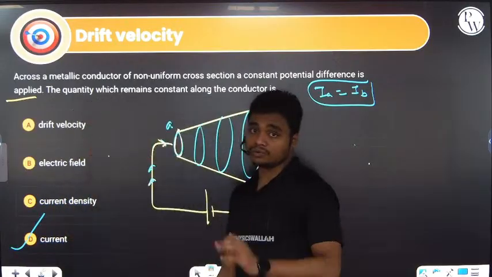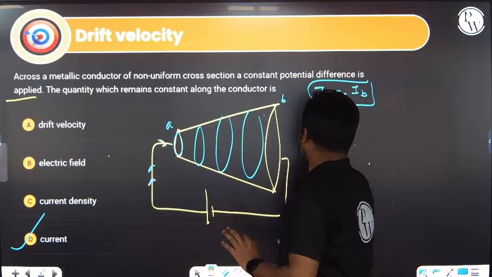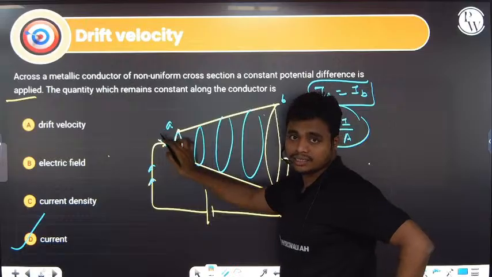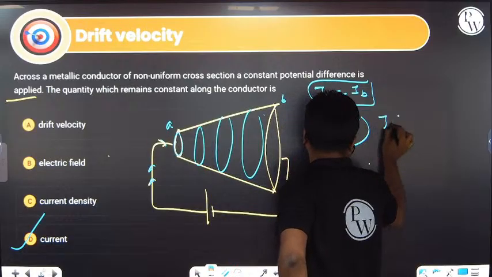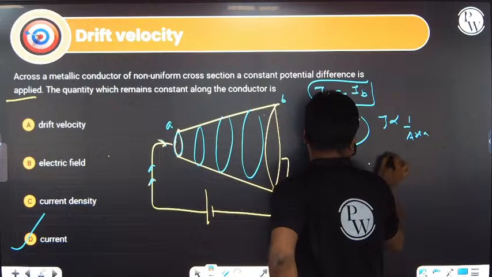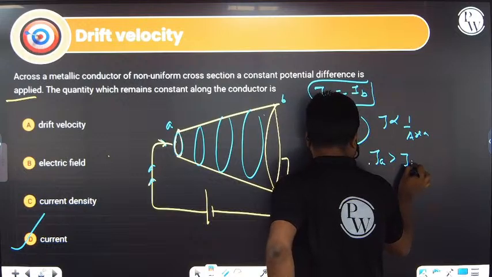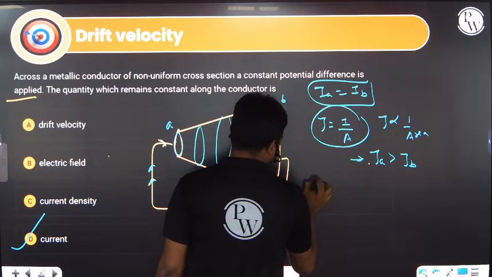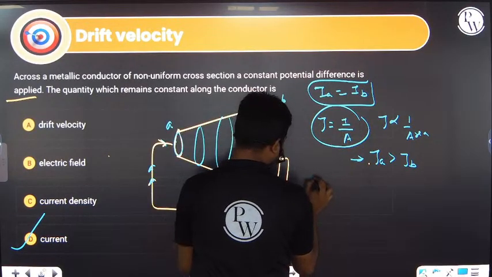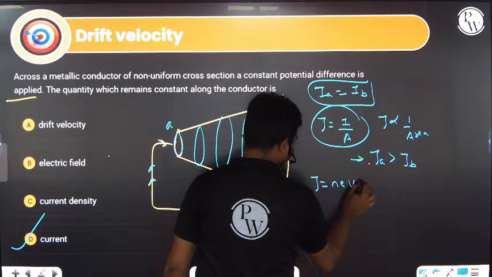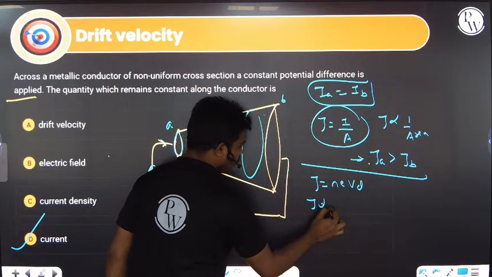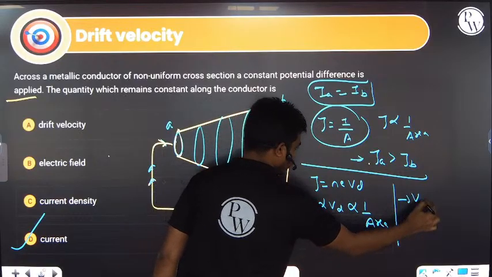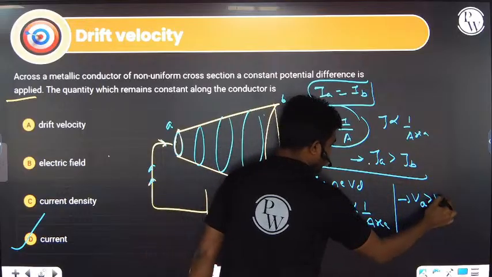Current will remain the same. Then what will change? Current density should change. What is current density? I divided by area. Where the area is more, the current density is less, and where the area is less, the current density should be more. So J is inversely proportional to area, so J at A should be more than J at B. Remember this. Next we have drift velocity. What is J? J equals nevd. So J is directly proportional to vd and inversely proportional to area. So again, the drift velocity at A will be more than the drift velocity at B.